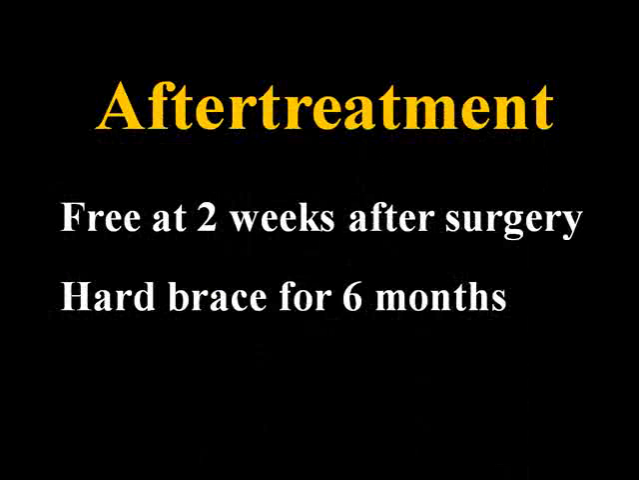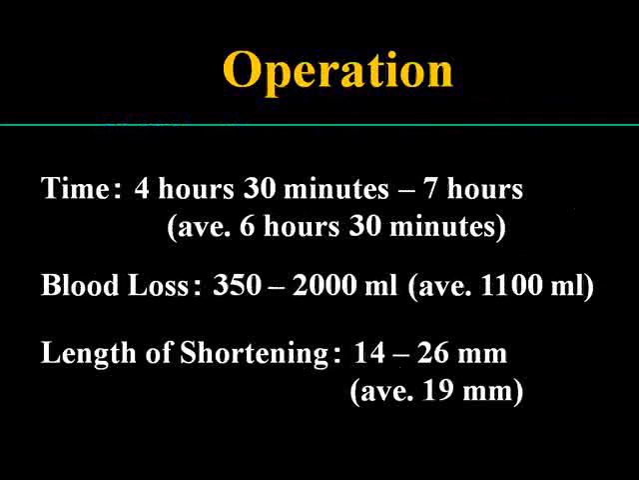Patients are free at 2 weeks after surgery, but they have to wear the hard brace for 6 months. In our series, operation time averaged 6 hours and 30 minutes. Blood loss averaged 1,100 milliliters. Length of shortening averaged 19 millimeters.